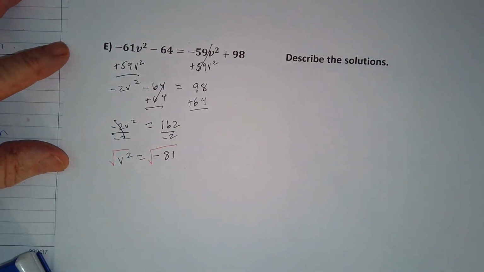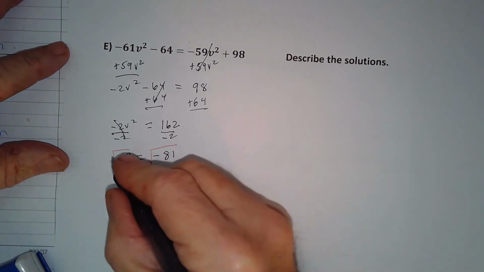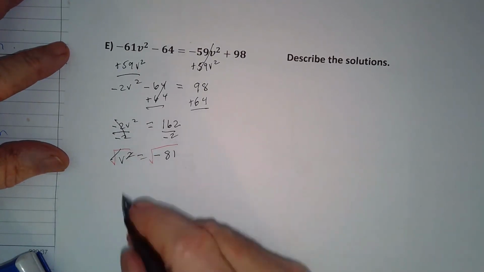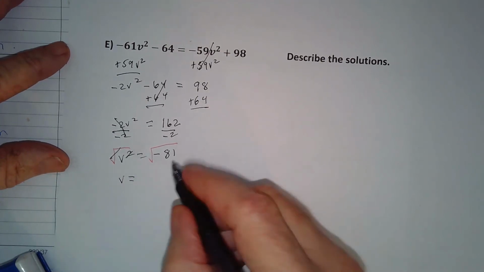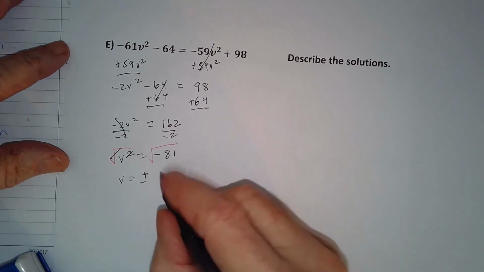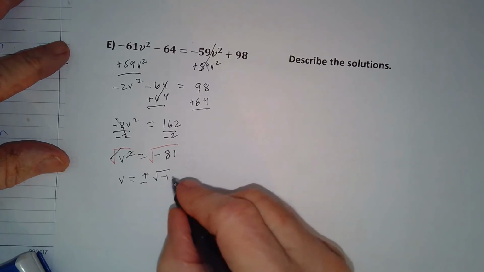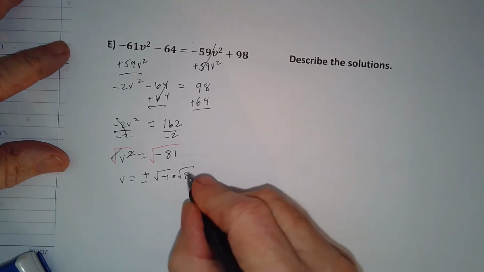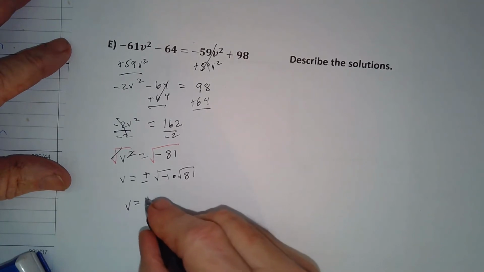So I got a negative radical here, so there's going to be an imaginary number. First of all, the radical sign and the exponent cancel each other out, so we have v equals plus or minus the square root of... let's break this into the square root of negative 1 times the square root of 81. Okay? So that means v is going to be plus or minus.